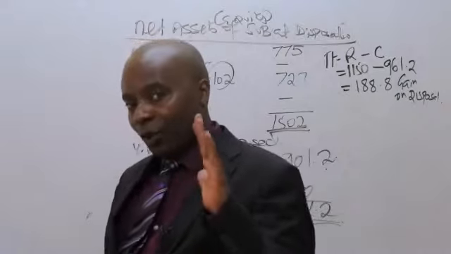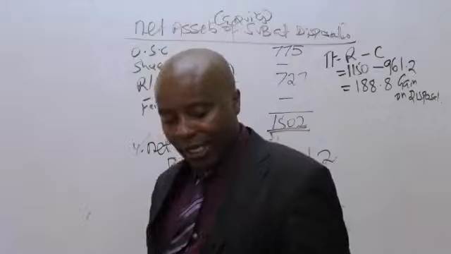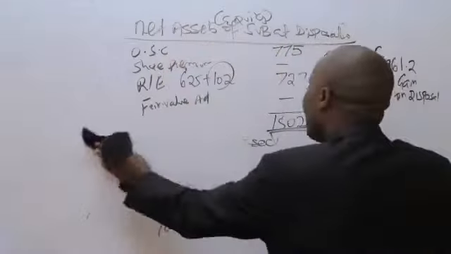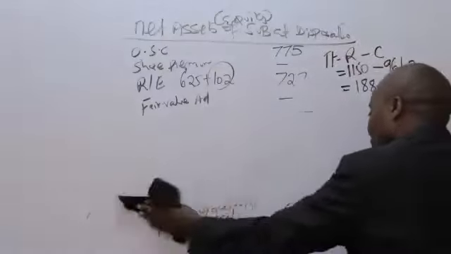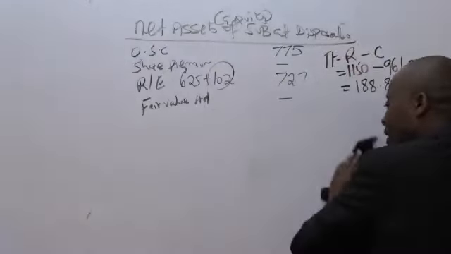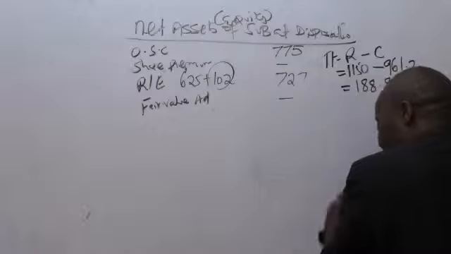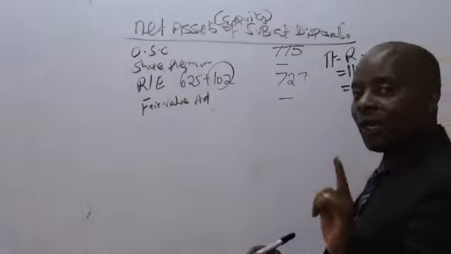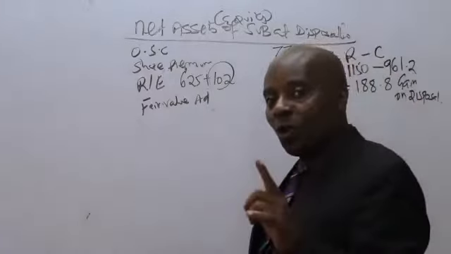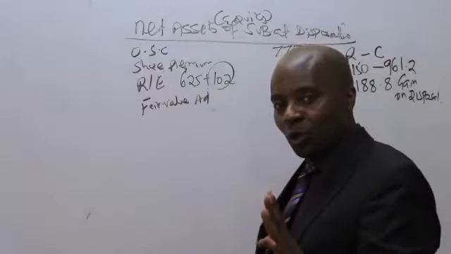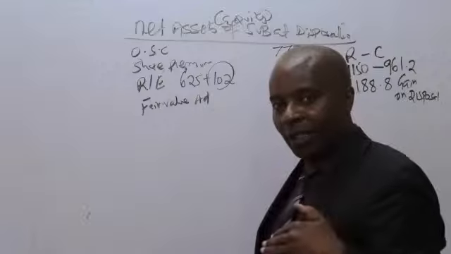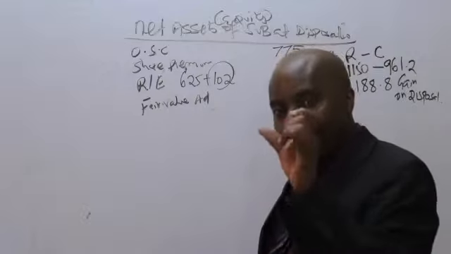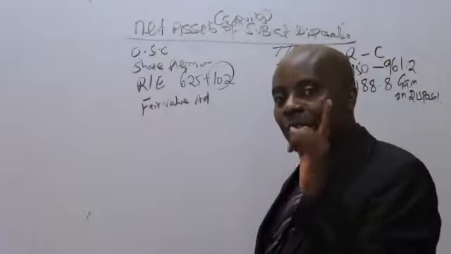Nataka nirudie kitu vizuri sana. Anytime you're told that a company has disposed their shareholding in a particular subsidiary, you've lost your control. The very first thing you will need to do is to give us the goodwill as at the date of losing control. So do a goodwill account. Step number 2, give us net assets of that company as at the date of disposal.